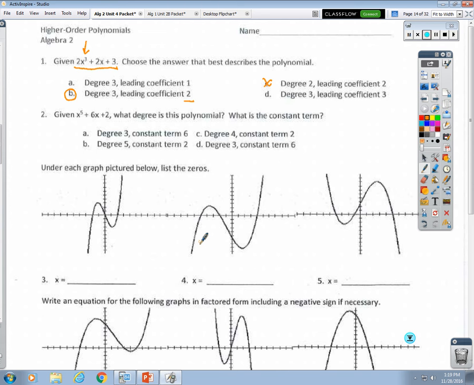Number 2, given x to the 5th plus 6x plus 2, what is the degree and what is the constant term? Okay, well, what degree is this one? 5. Your highest exponent is a 5, so it's degree 5. And then that pretty much answers the question because none of the other ones say degree 5. But the constant is 2 because that is your number without a variable, so B.